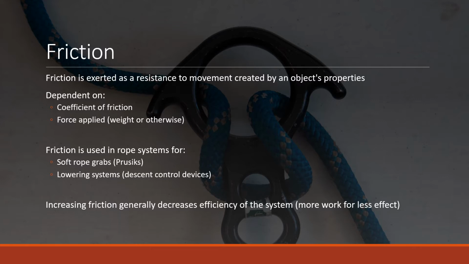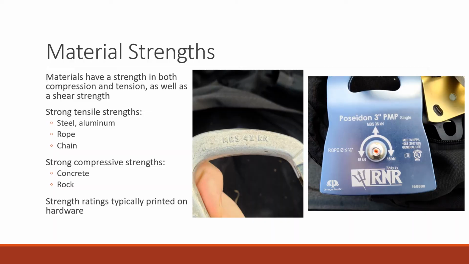Increasing the friction, though, generally is going to decrease the efficiency of a system. You're going to have to do more work to get less effect. You can see this where there's a nonlinear effect. You're working really, really hard, and the harder you work, the less effective it becomes because the friction in the system starts to increase. Friction can come from the rope running up against an object. It can come from the pulleys being in poor maintenance, things like that. So be alert to causes of friction in your system, unless you're using that friction, obviously, to control movement.